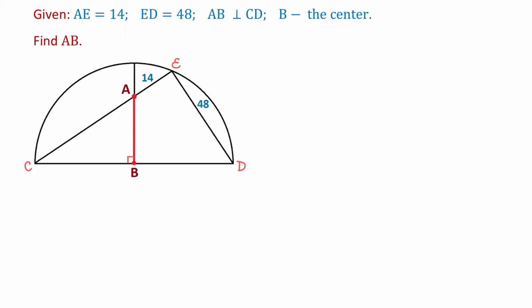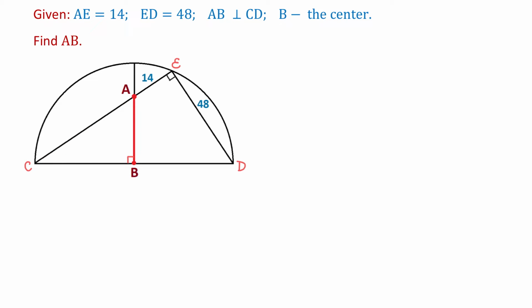First, it's important to know that the triangle CDE is a right triangle and angle E is the right angle. This is because this angle is an inscribed angle in a semicircle, and such an angle is always a right angle. Now, in this figure, we see that AB is a side of the triangle ABC.